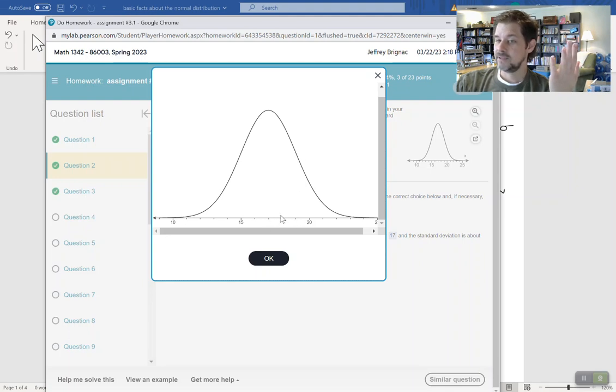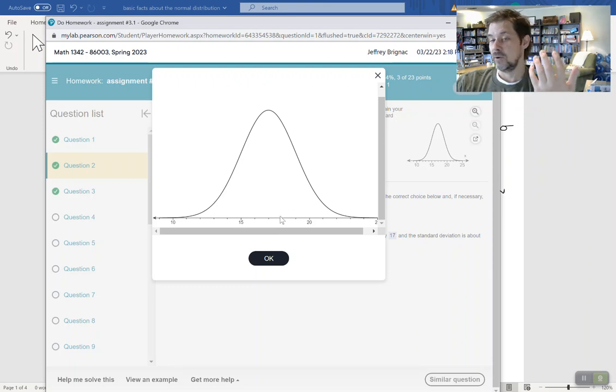So this is 17, 18, 19. That's where that appears to be. 17, 16, 15. That's where the other one appears to be. So I would say that it appears that the standard deviation is 2. So this point, in other words, is 1 standard deviation from the mean. But how far is that? 1, 2. That's how far it is. So the standard deviation is 2. This point is 1 standard deviation below the mean. How far is that? Well, this is 17, 16, 15.